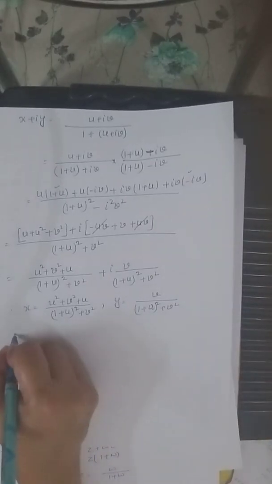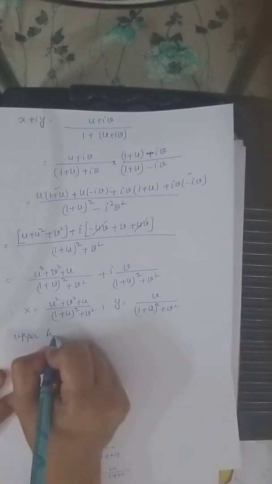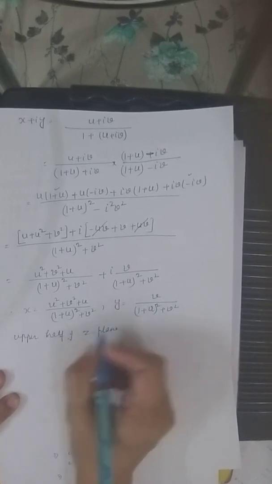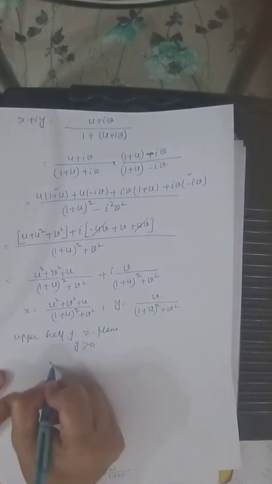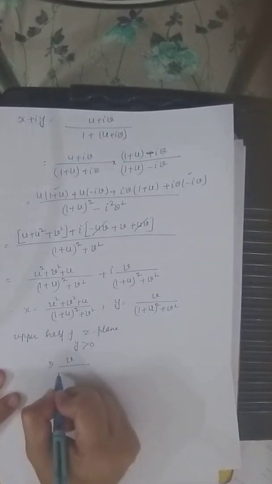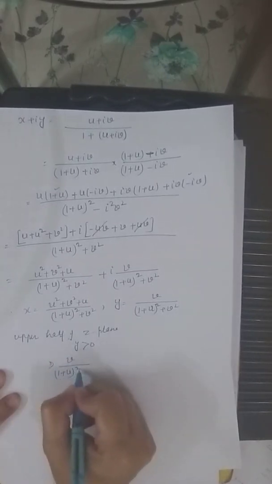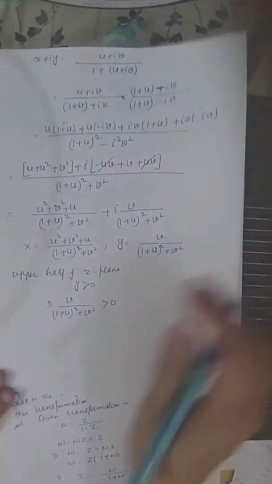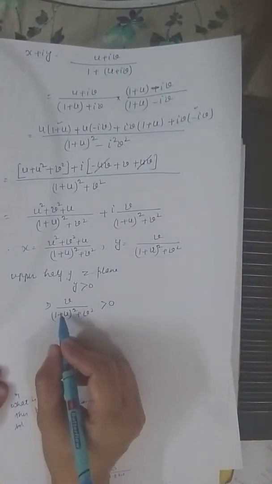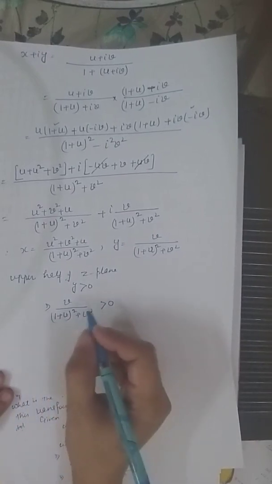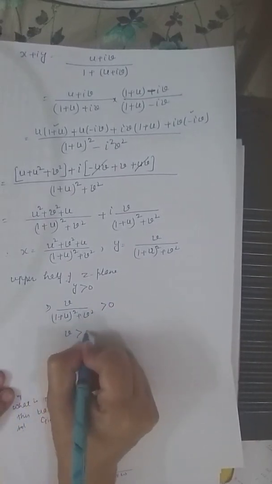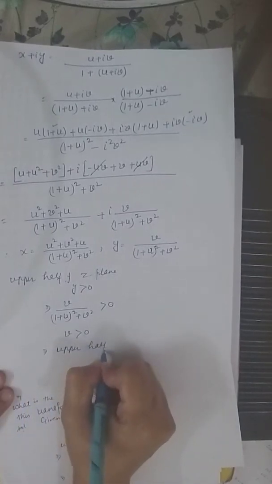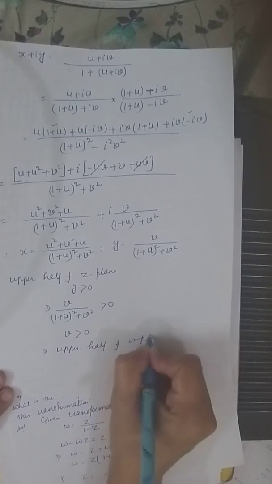Now upper half of z plane is y greater than 0, meaning v upon (1 plus u) whole square plus v square is greater than 0. Now the denominator is always positive, a square and further 1 is added to it, whole square term, and this implies that v is greater than 0, and this is the upper half of w plane.